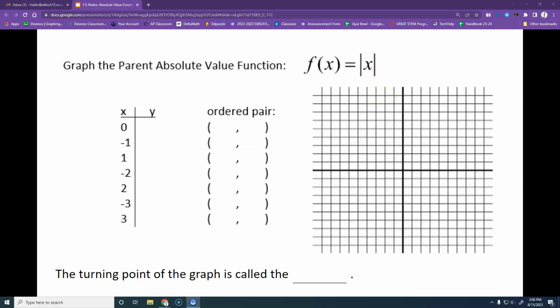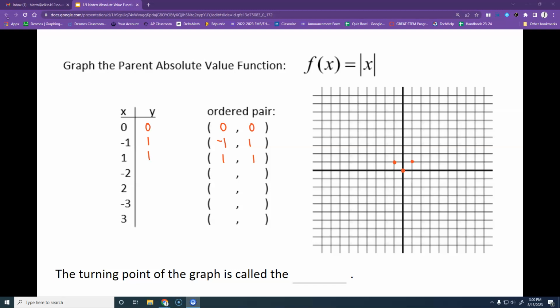So if we think about taking the absolute value of all these different numbers, we can get some ordered pairs and start to build our graph over here. So absolute value of 0 is 0, meaning that we would graph the point 0, 0. So that would go here. Absolute value of negative 1 would just be positive 1. So we'd have negative 1, 1, which would be this point here on our graph. The absolute value of 1 is also 1. So that would be the point 1, 1, which you'll notice is just sort of the mirrored point there.